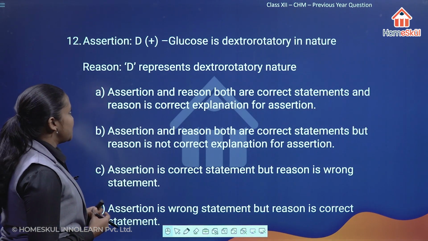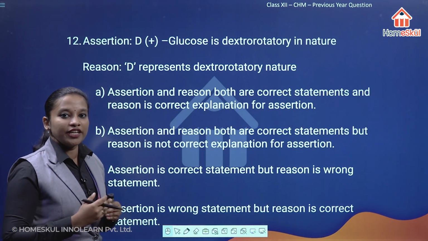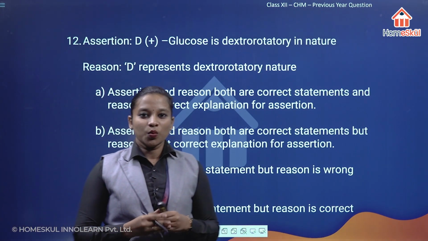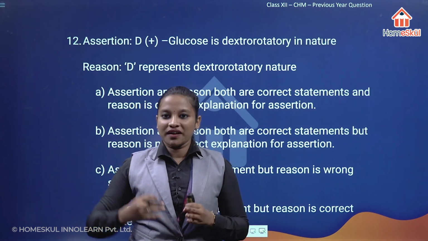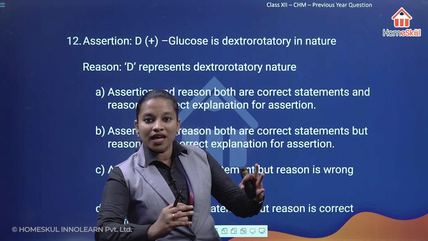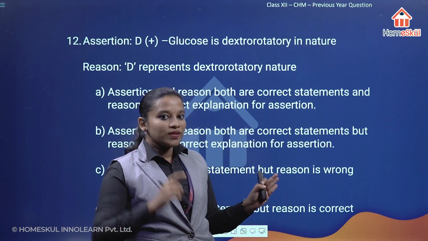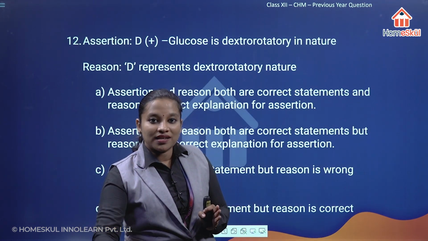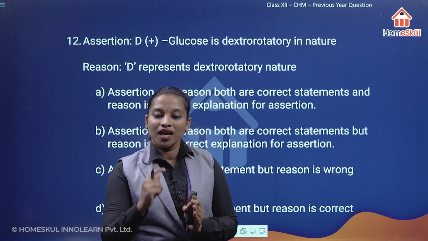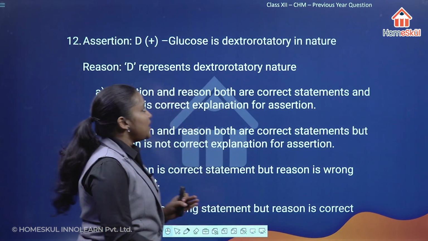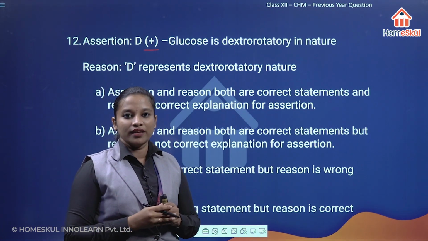Assertion: D plus glucose is dextrorotatory in nature. What is dextrorotatory nature? We know that when plane polarized light is passed through the glucose solution, glucose rotates the plane polarized light to the right direction, or clockwise direction. That is called the dextrorotatory nature. The plus sign here indicates the dextrorotatory nature.